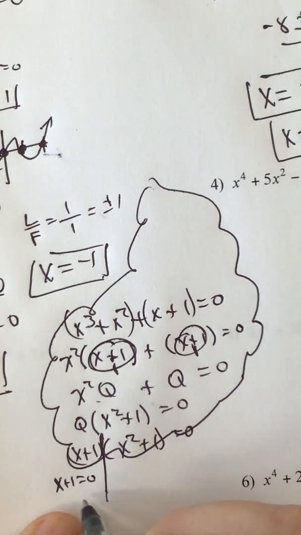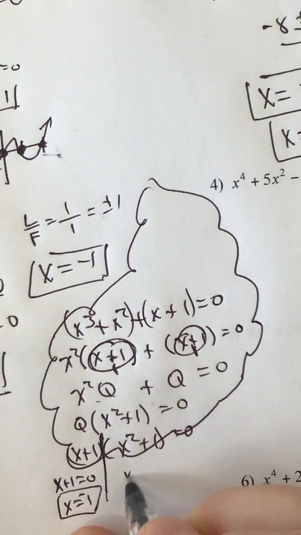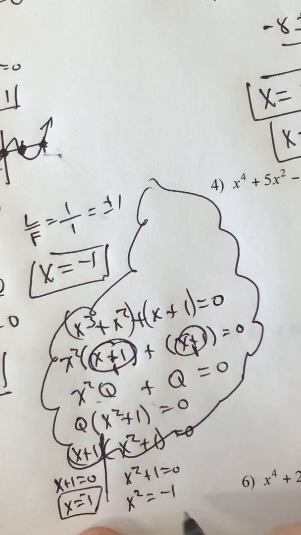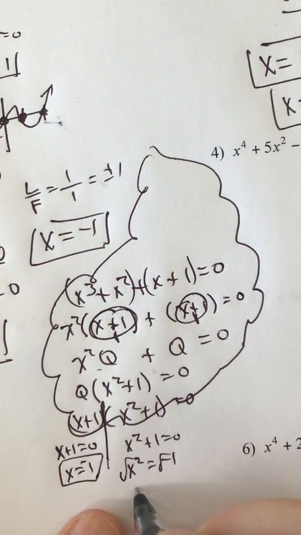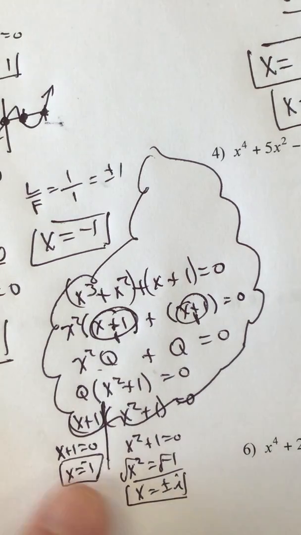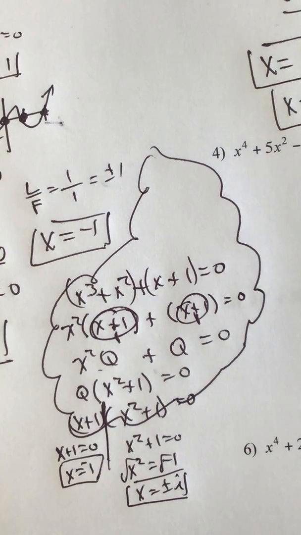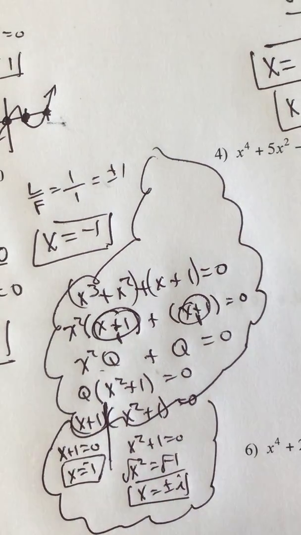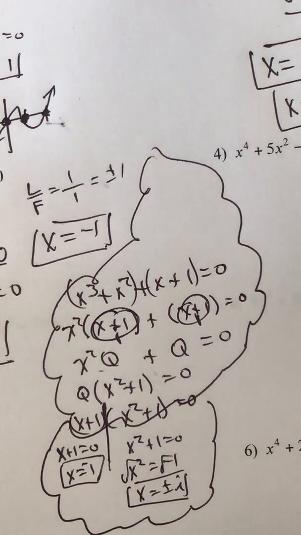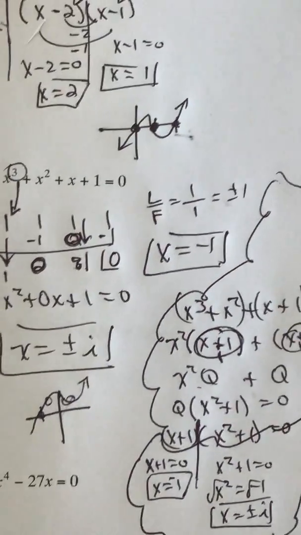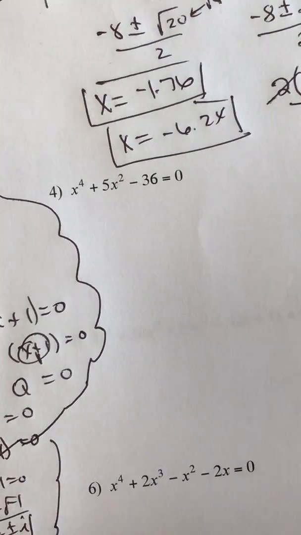So see, there's one of them. Move the 1 to the other side. There's the real one, -1. And here we have x squared plus 1 equals 0. x squared equals -1. And now when I square root that, there's the plus and minus imaginary. The square root of -1 was imaginary. So I got the same answers by doing it by factoring, factor by grouping. But like I say, probably most people will get it like this. I would. Okay, number 4.